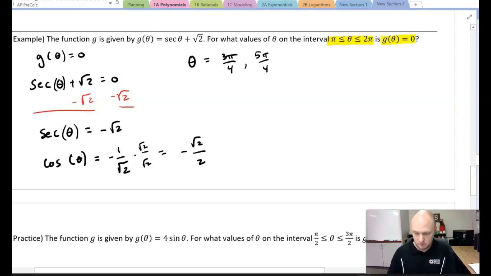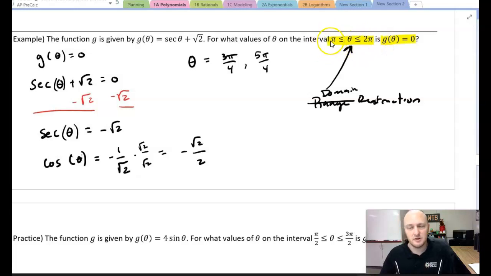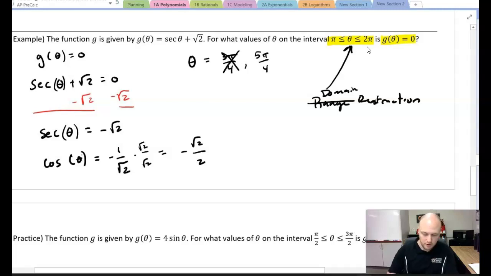Now we do have a domain restriction. We have a restriction that they give here. Technically it's a domain restriction for our input. But they're saying your answer must live in this range between pi and 2 pi. So they're saying in the southern hemisphere, right? So from quadrant 3 to the end of quadrant 4. So we're going to remove 3 pi over 4, and our answer is strictly 5 pi over 4.